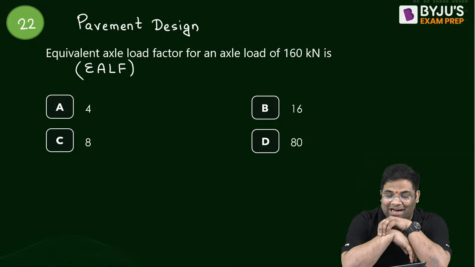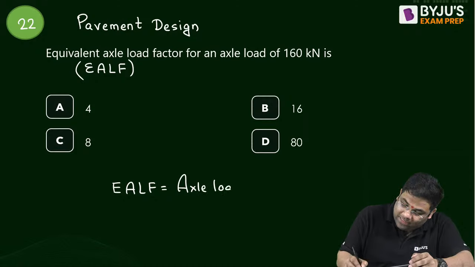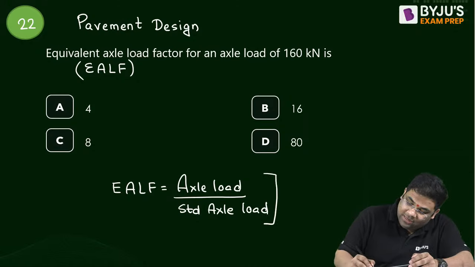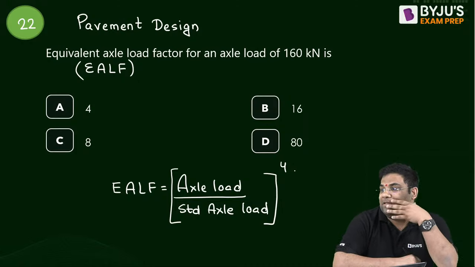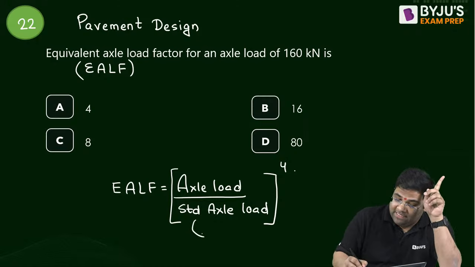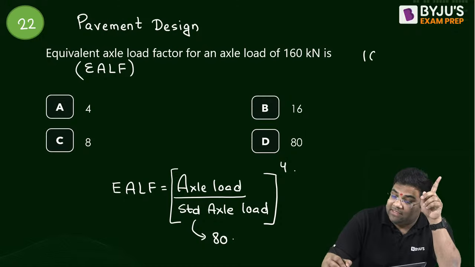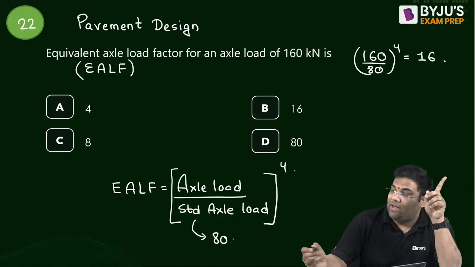What is EALF? EALF is the axle load divided by the standard axle load, to the power 4. Now answer. Whenever the standard axle load is not given, always take that as 80, right? So 160 by 80 to the power 4. So the answer is 16. Very good.